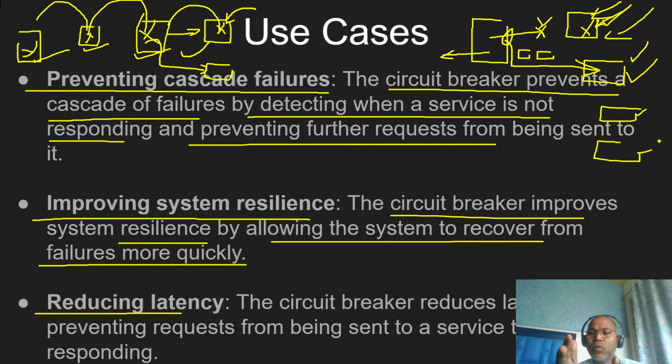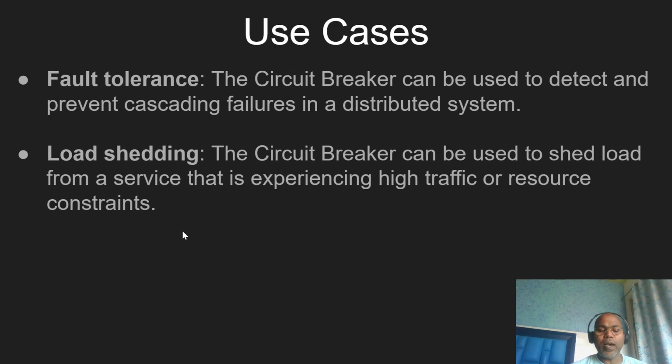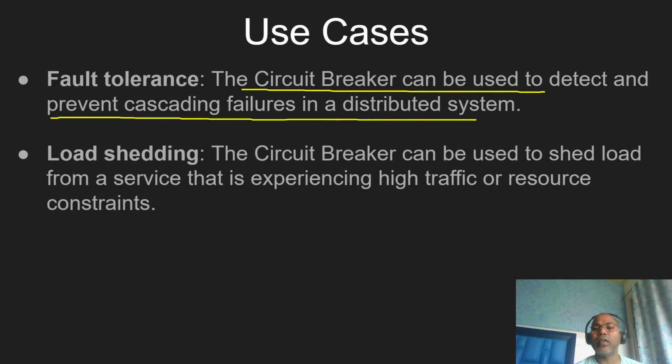At least we know there is a problem, so stop sending requests to the faulty node. For responding to the customer, you can give an alternative response, an alternative path, a different route, a different payment gateway; we have to implement some action. And as you mentioned, as a fault scenario, the circuit breaker can be used to detect and prevent cascading failure in distributed networks, and also for load shedding.